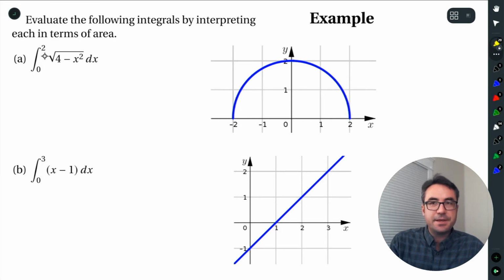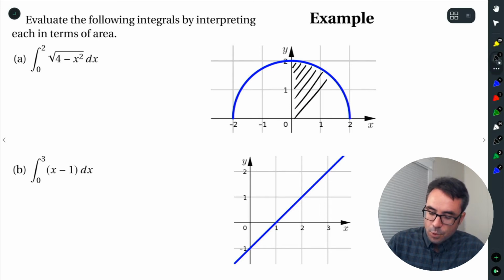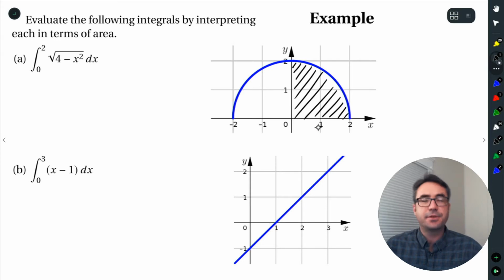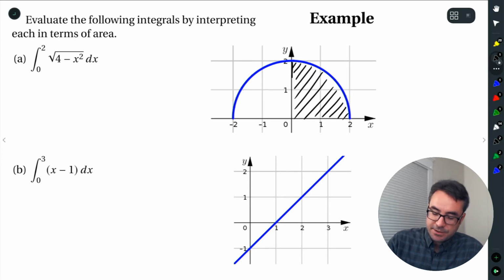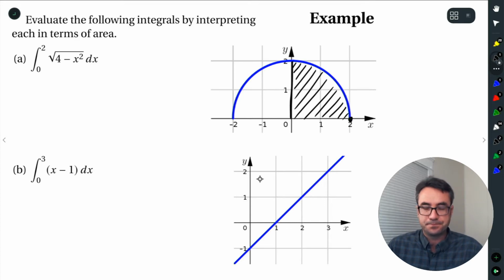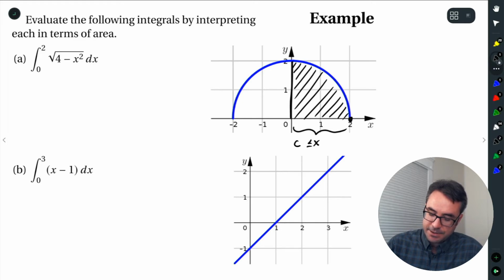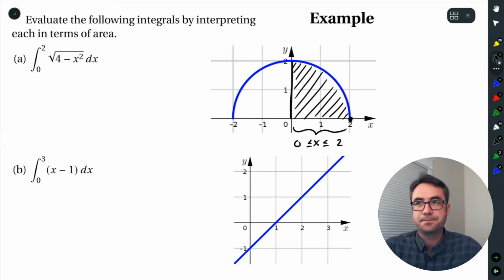And so if we're looking at the integral from 0 to 2, really what we're trying to do is calculate the area for this shaded region. So we're looking at the region that starts at x equals 0 and is under the curve, and then it ends at x equals 2. So we're really looking at this interval for x between 0 and 2. And we're looking at this region here.